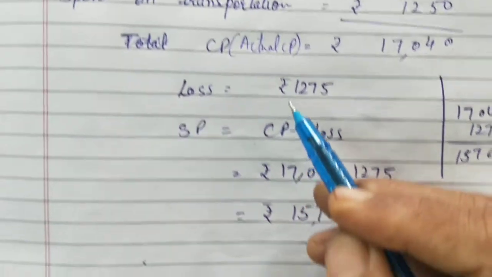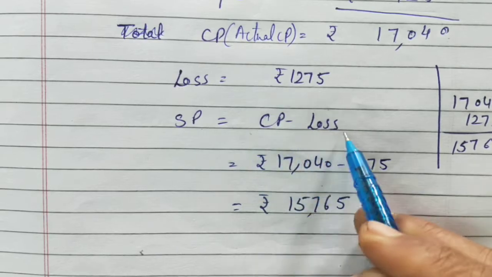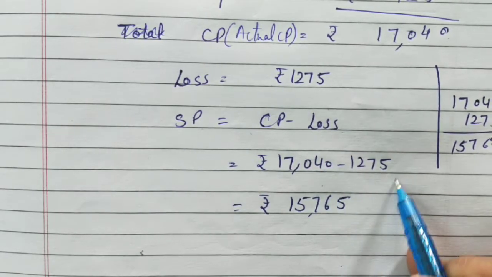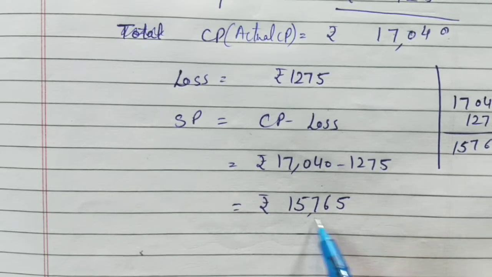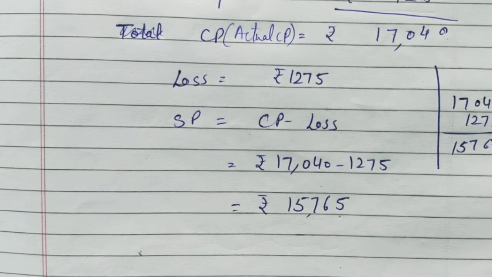Loss 1,275. We have to find out SP. SP is equal to CP minus loss. 17,040 minus 1,275. Answer is 15,765. Beta, if you have learned all formulas, it will be easy to do all the sums.